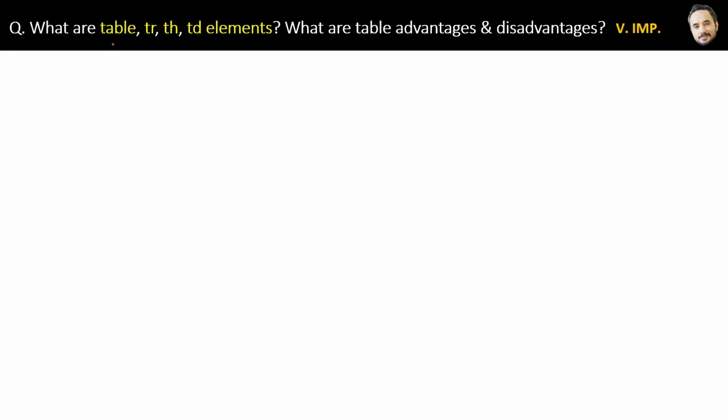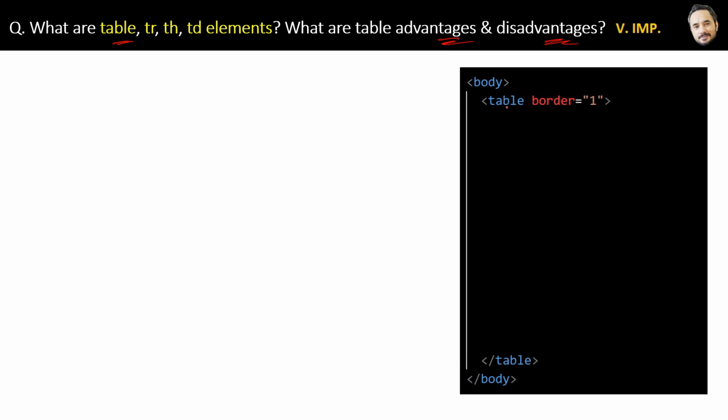What are table elements? What are table advantages and disadvantages? Tables are very important HTML elements to create a table structure with headers, columns, and rows. In order to create a table, you have to first use the table element like this. Then you have to add the first row of the table by using the tr element.